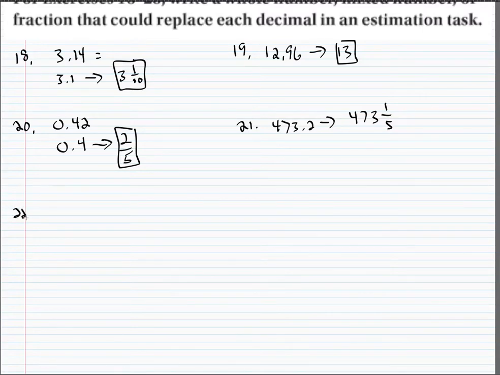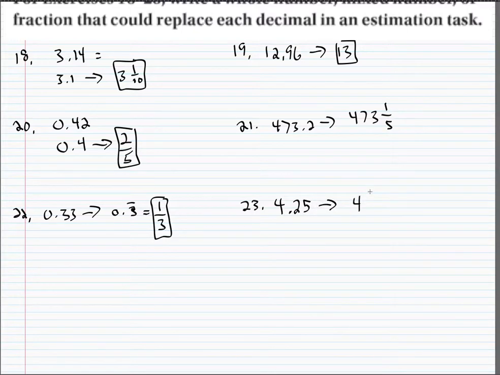For number 22, we're given 0.33, and you should all know that this is really close to 0.3 repeating, which is equal to 1/3. And finally, for number 23, 4.25, we established up above that 0.25 was 1/4, so this becomes 4 1/4. And there you go. Those are the ACE problems from homework from Tuesday, March 4th.